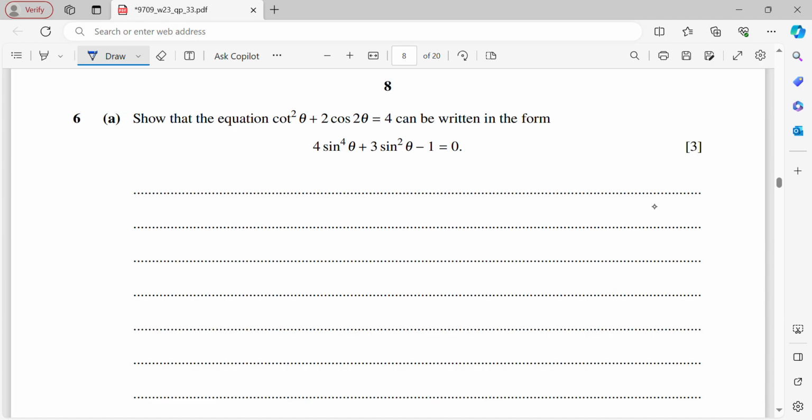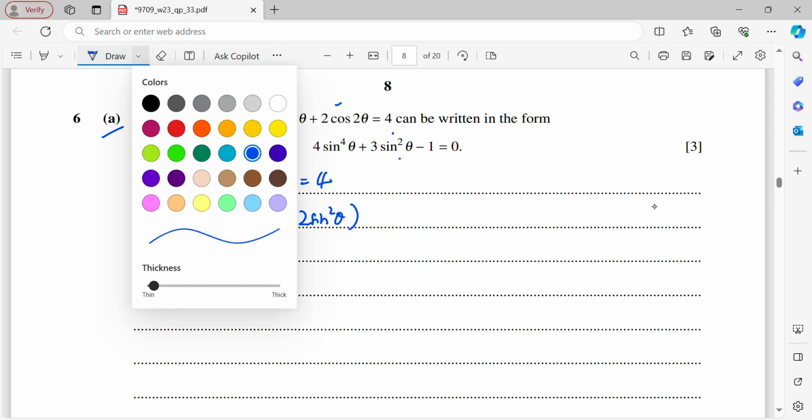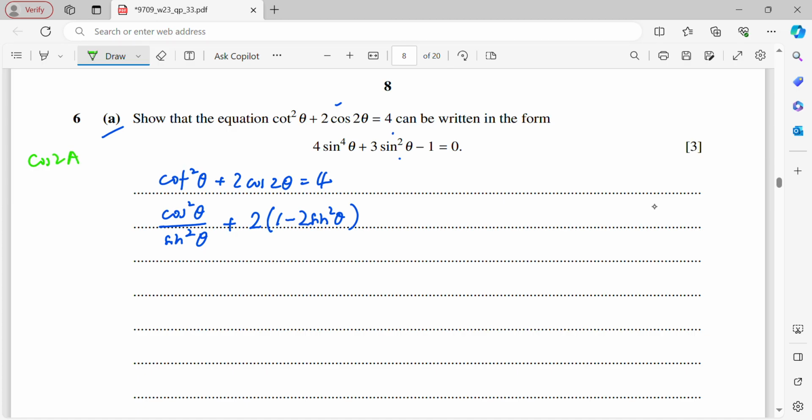Now for question number 6a, show that the equation can be written in this form, in terms of sine theta. So now cot squared theta plus 2 cos 2 theta equals 4. The cot squared is basically cos squared theta over sine squared theta. Then for the cos 2 theta, since we need to get the answer in terms of sine, I will write 1 minus 2 sine squared theta, because we have a formula here: cos 2a equals 1 minus 2 sine squared a.